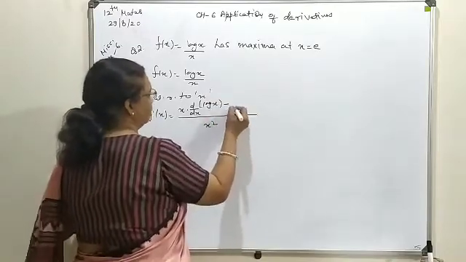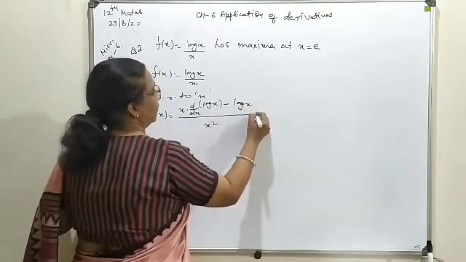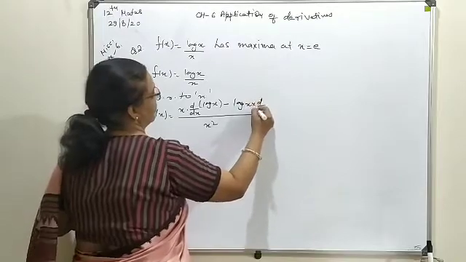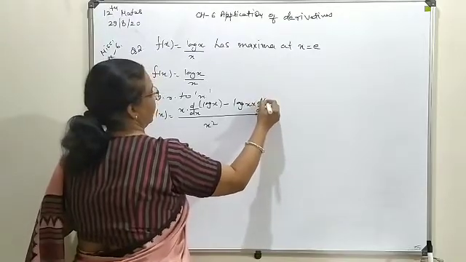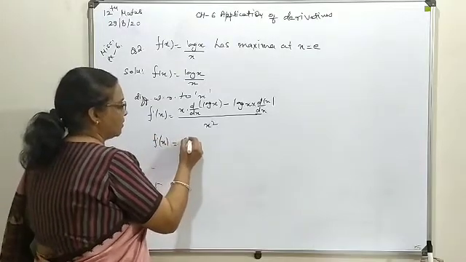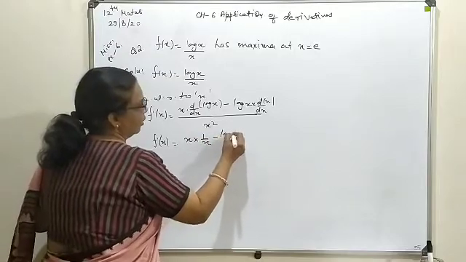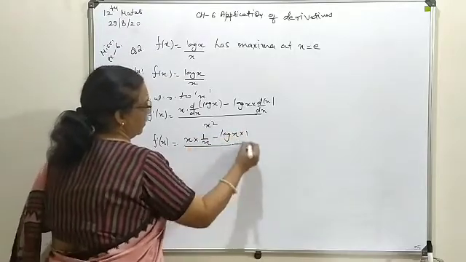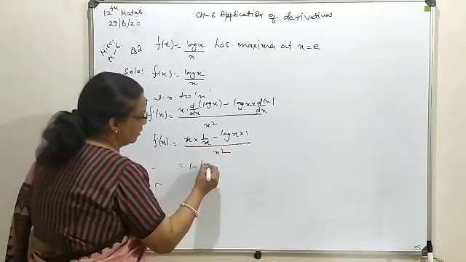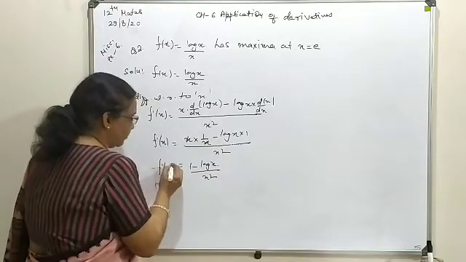minus this log x you keep here, and this will give you the differentiation of x. Write the particular derivative. This is x into differentiation of log x, which is 1 by x, minus log of x, differentiation of x is 1, upon x square. Here this will be cut. So finally it is 1 minus log of x upon x square. This is your first derivative.